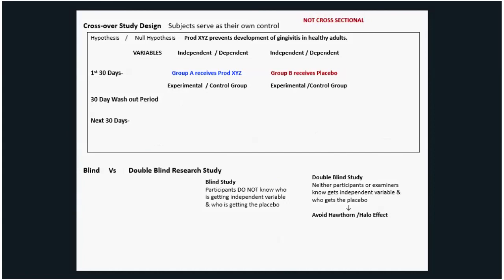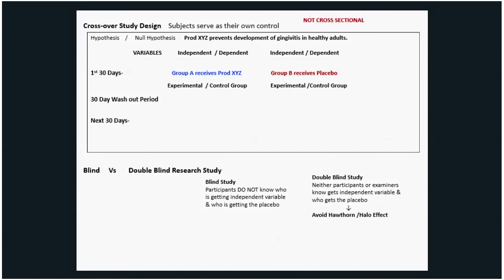But if you're looking at something that prevents the buildup of calculus, either prevents the buildup or the buildup is less calcified, some type of toothpaste product that does that, say that's product XYZ, or you've got product XYZ that does something in regards to the development. It prevents the development of gingivitis. You stop brushing completely, you rinse with product XYZ, and you're saying that will prevent the development of gingivitis in a group of healthy adults.